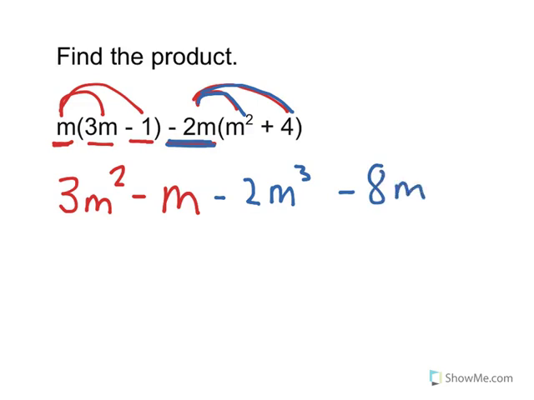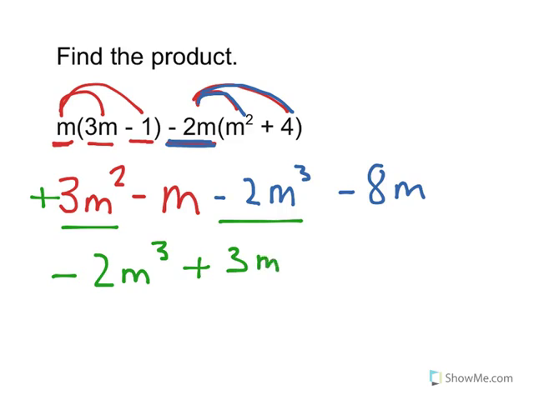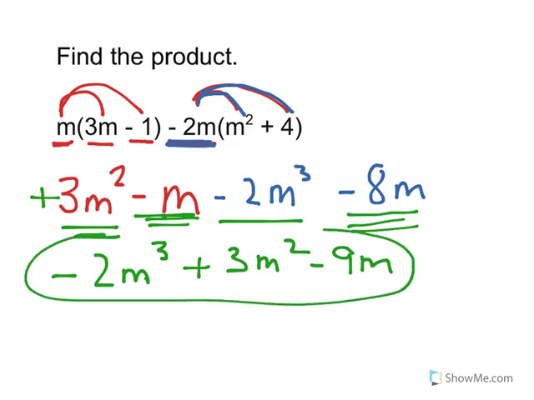And then what we'll do to get our final answer is we just look to combine like terms. Start with your largest exponent. Well, there's a negative 2m cubed here, so I'm going to start with that, negative 2m cubed. And then we've got a positive 3m squared. And then right here, we've got a negative m and a negative 8m, which would be negative 9m. Notice again, descending order, we got our m cubed first, our m squared second, our m to the first power, that term, last. Nothing can be combined together, so there's your answer.